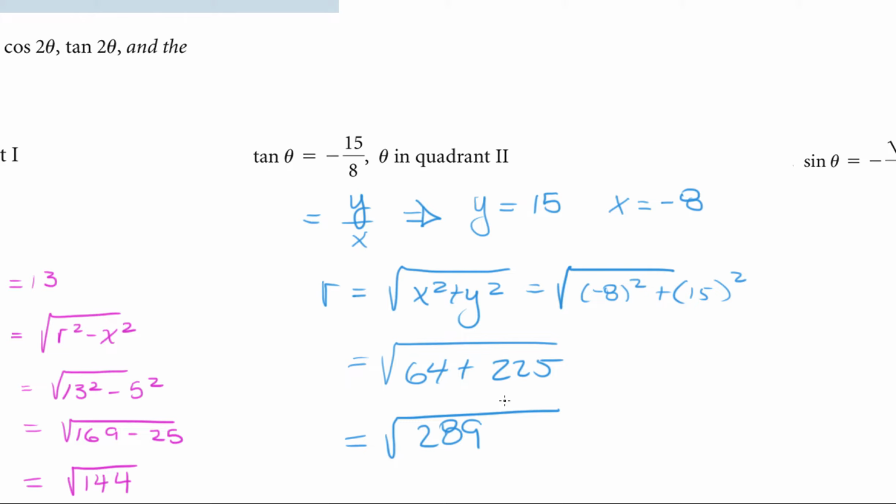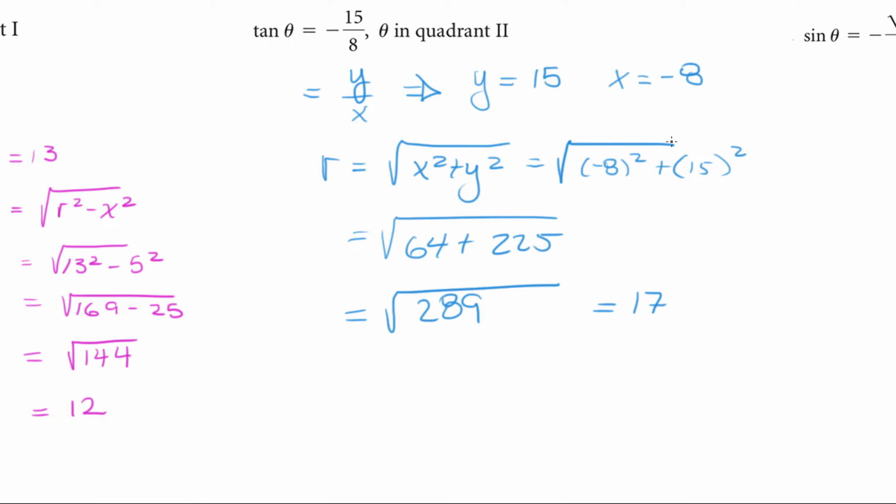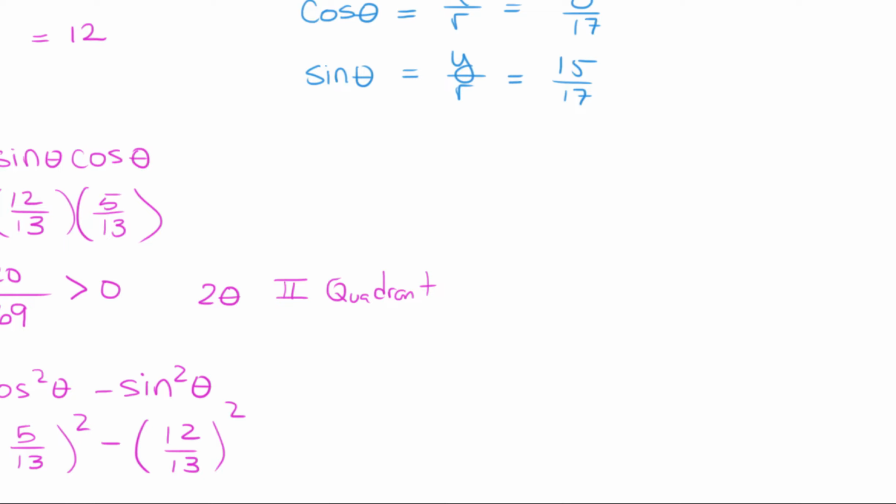So the square root of 289, that's 17. So now we have to find cosine of theta equals x over r, which is negative 8 over 17, and sine of theta, which is y over r, equals 15 over 17. And now we can find our identities.